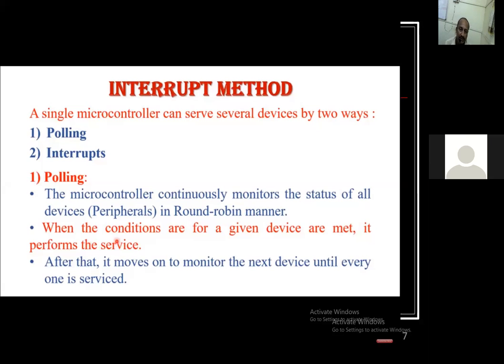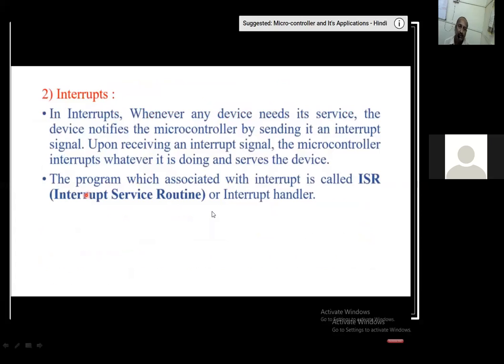It will check the status, and again when the time of this interrupt 1 will come, at that time it will start giving the service to interrupt 1. So this is what the polling method is. And what about the other one, that is the interrupt method?